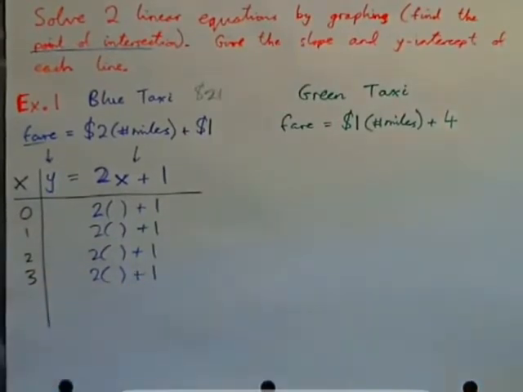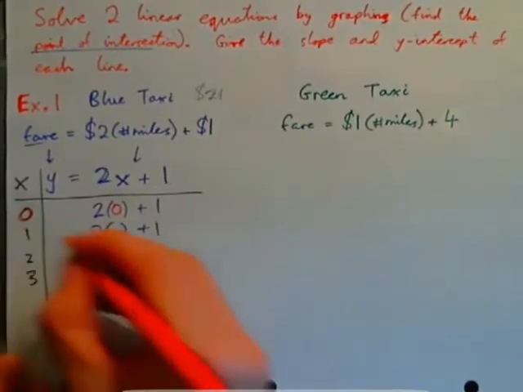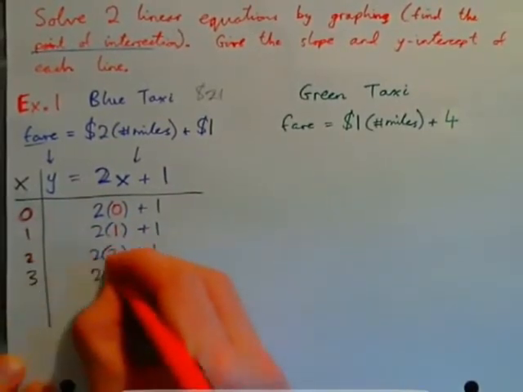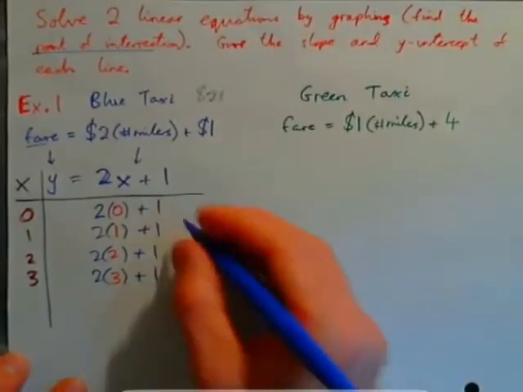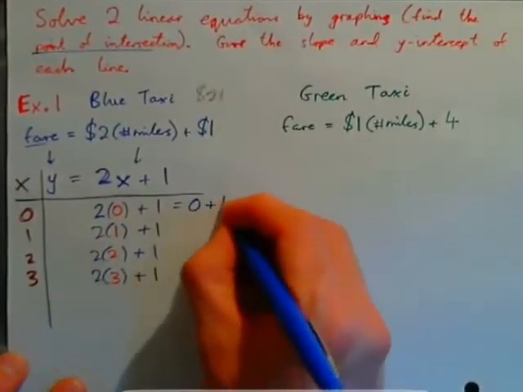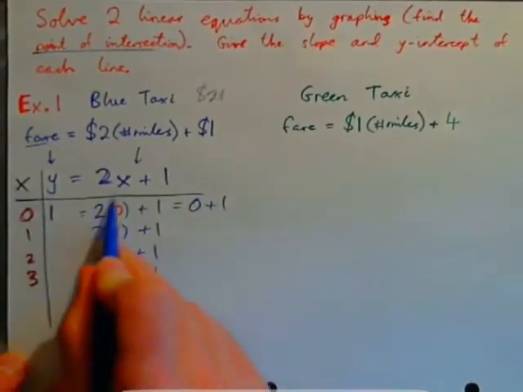So if x is 0, I plug 0 in for x. If x is 1, I plug in 1. If x is 2, I plug in 2. If x is 3, I plug in 3. And I calculate each one of these. How do I do that? 2 times 0 is 0. 0 plus 1 is, of course, 1. So when x is 0, y calculates to be 1.